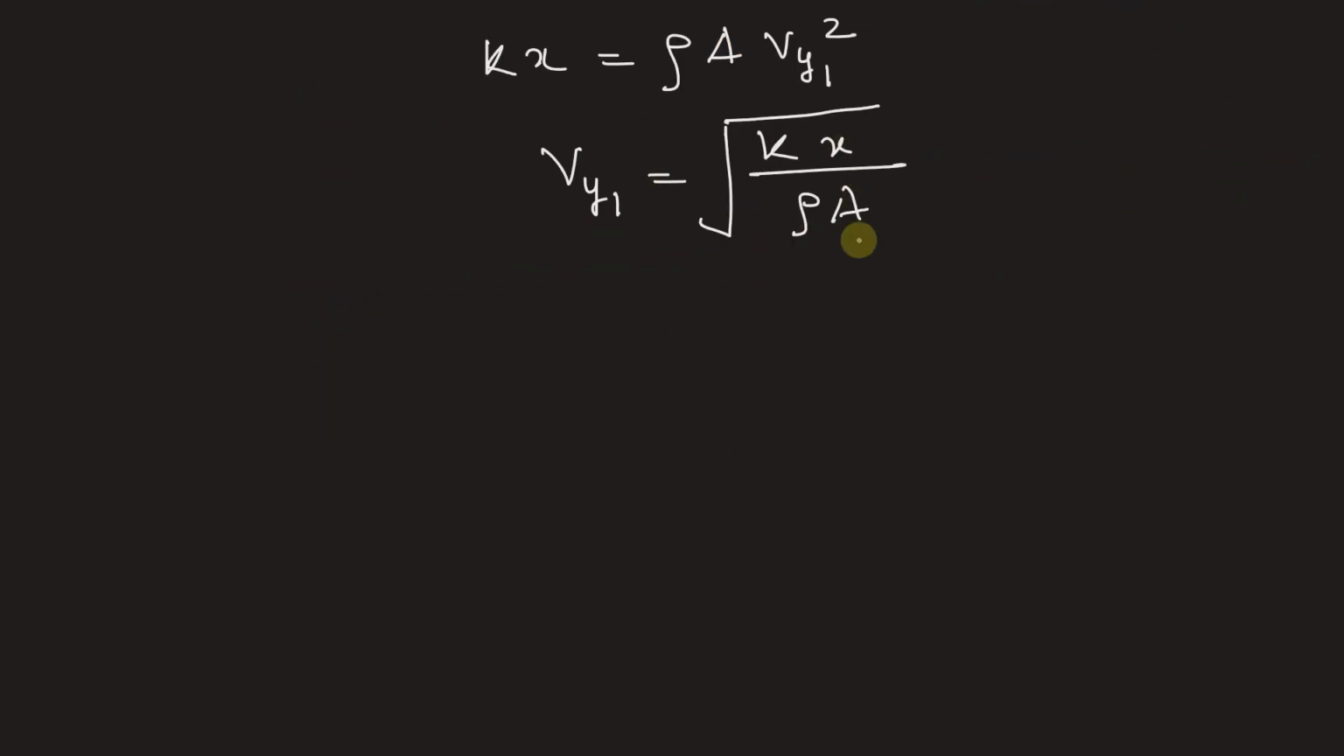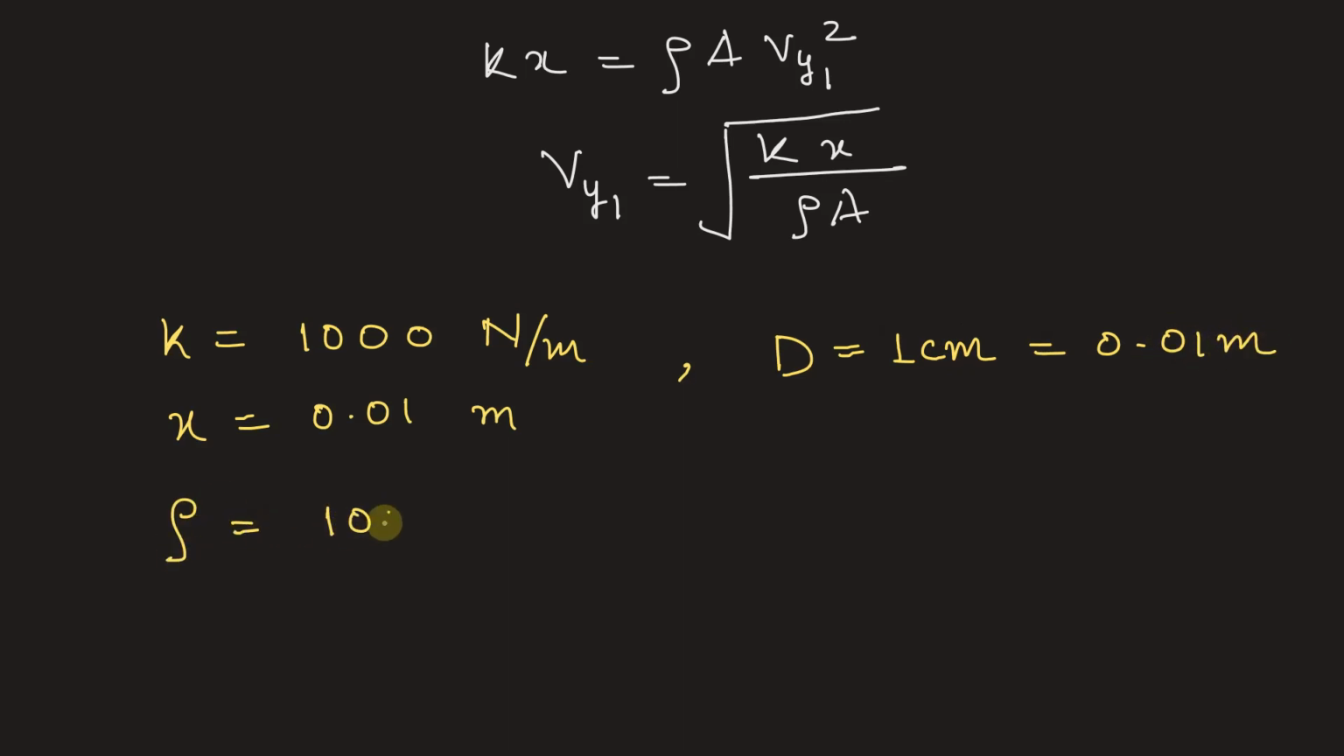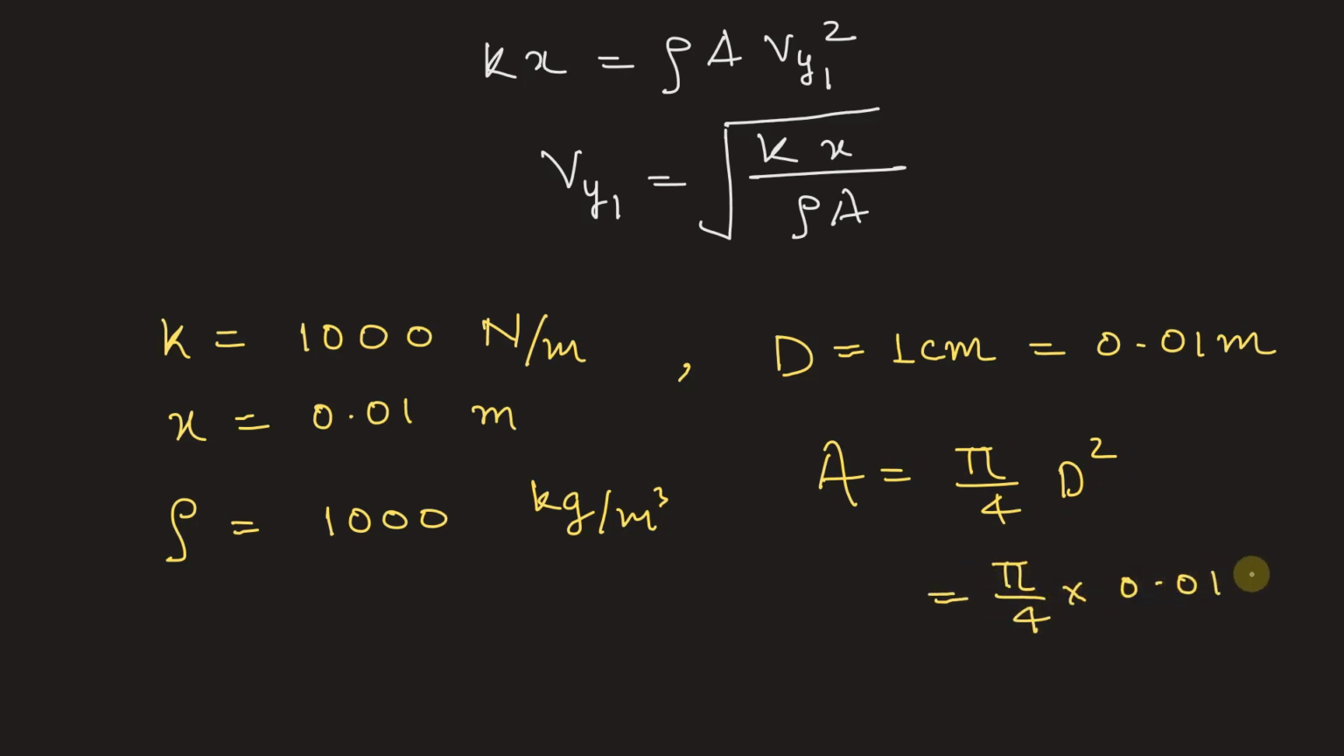Now in this equation we have the value of K, that is 1 kilonewton, or let's write 1000 Newton per meter, and the deflection x is equal to 1 centimeter, or we can write 0.01 meter. We are writing all terms in SI unit. And diameter of the pipe or the jet is given as 1 centimeter. So that will be again 0.01 meter. And the density given is 1000 kilogram per meter cube. So we need area. Area will be equal to pi by 4 into d square, and that comes out to be pi by 4 into 0.01 square. This is equal to 7.85 into 10 to the power of minus 5 meters square.